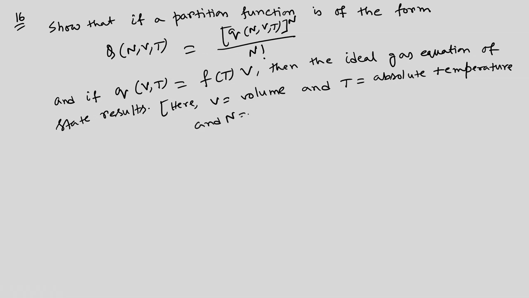And N is the number of particles. So, this problem states that if a partition function is of the form Q equals q, the molecular partition function, to the N by factorial N, and if the molecular partition function is of the form f(T) times V, then the ideal gas equation of state results. And here I should also mention that f(T) is a function of temperature only.